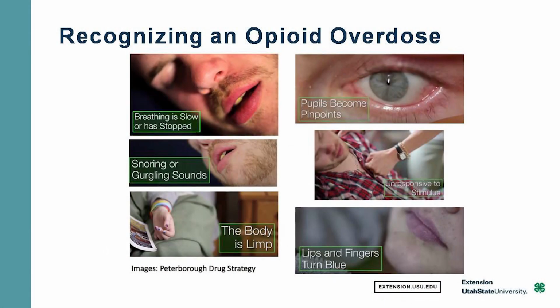Okay, so how do you know if someone actually is experiencing an overdose? These are images for our signs. First, breathing is slowed or stopped. When we say slow, we mean less than 12 breaths per minute. They might also have a snoring or gurgling sound, another name for which is a death rattle. And then with pinpoint pupils, that means they're going to be really teeny tiny. They're not going to be big or dilated, they're going to be really small.